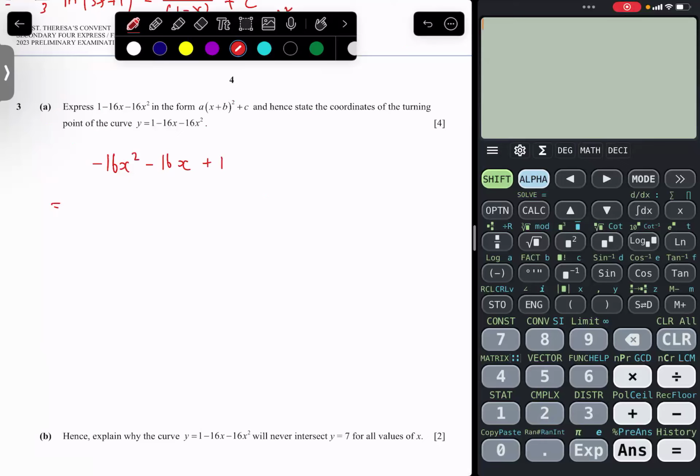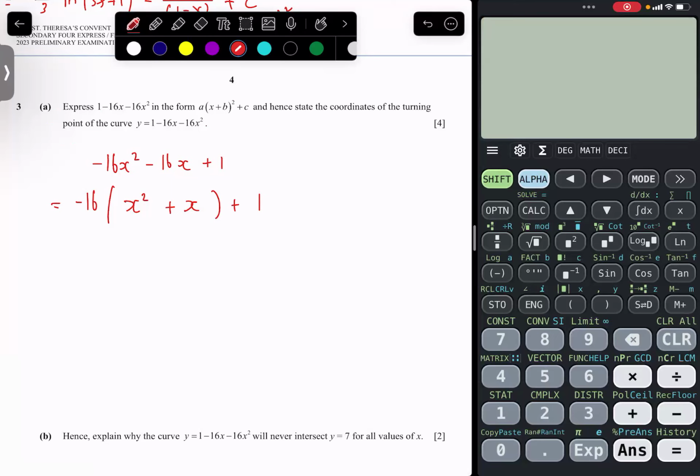plus 1. Now, when you want to complete the square, it is important to make the first term be in terms of x squared. So in order to do that, I'm going to factorize out negative 16. Okay, so I will get x squared plus x, sorry, plus x plus 1. Of course, I factorize out negative 16, negative turns positive. I leave the 1 on the outside to save some steps.